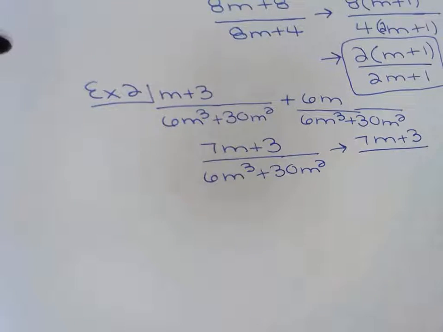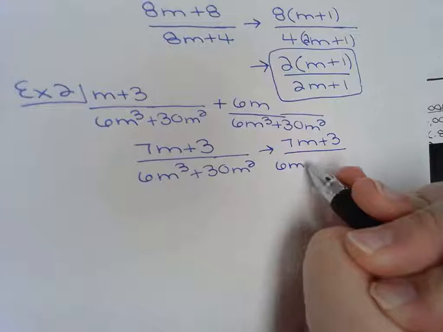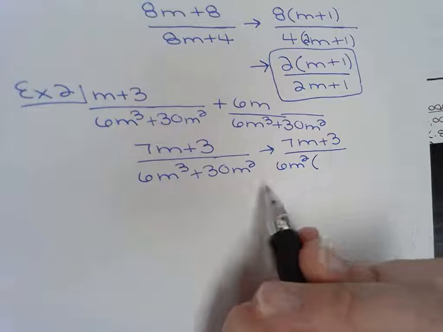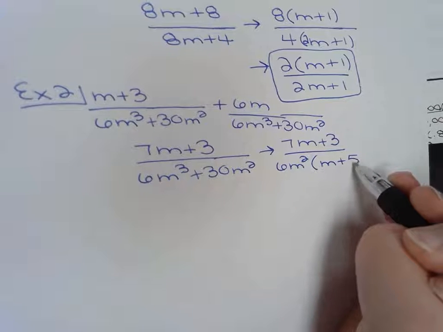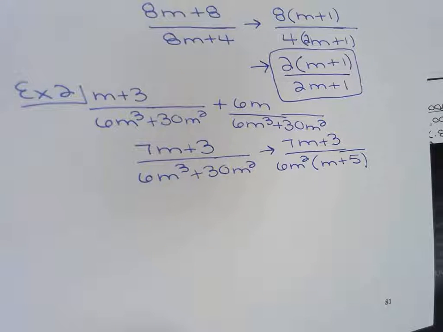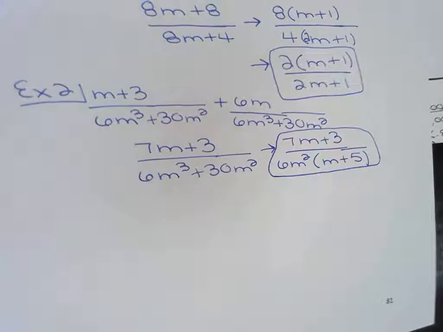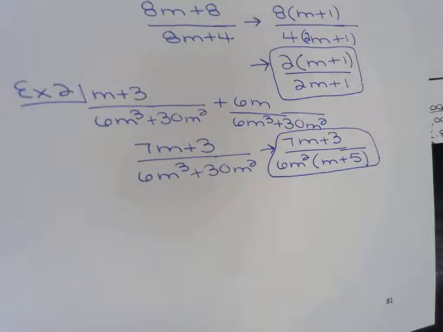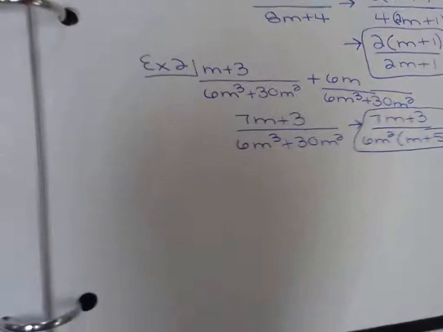Can I factor anything out of the denominator? 6m squared, which will leave me m plus 5. Does anything cancel? No. So that's the answer. So sometimes you'll factor and things won't cancel, and you just leave it the way it is. It does not ask for excluded values, so you do not have to do excluded values.